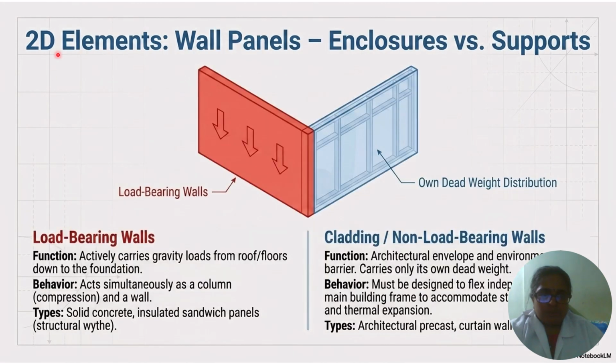And the next 2D element is wall panels, and they are used for enclosures and also as supports. Some of the wall panels are load-bearing walls, and some may be non-load-bearing walls. Load-bearing walls actively carry gravity loads from floor or roofs down to the foundation. It acts simultaneously as a column, that is compression load can transfer, and a wall. And the types of load bearing walls are solid concrete and insulated sandwich panels.